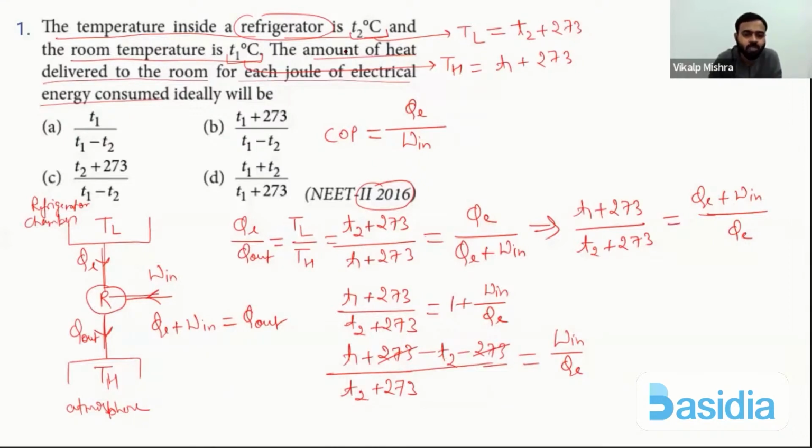Now what is given in the question? The amount of heat delivered to the room for each joule of electrical work.